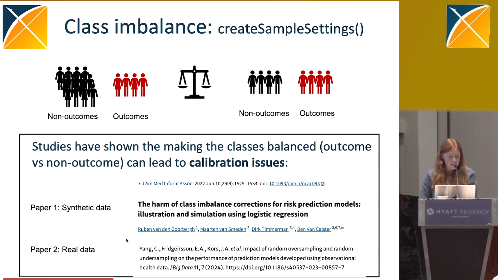These studies investigate very basic balancing methods. I'm not saying there isn't some methodology for balancing that could do much better, but the basic methods out there generally cause calibration issues and didn't improve discrimination. You'll see this is in red because it's part of the framework. You can put in a balancing method, but we recommend you don't.